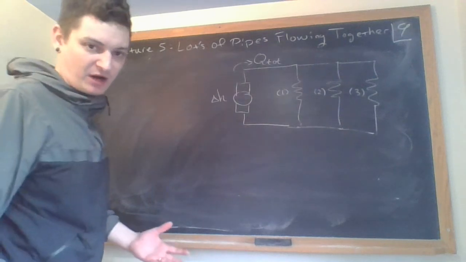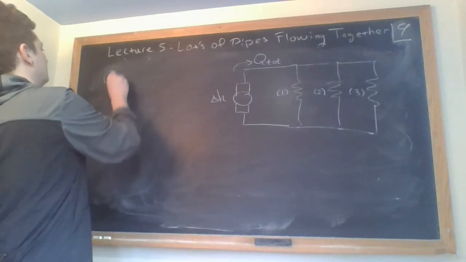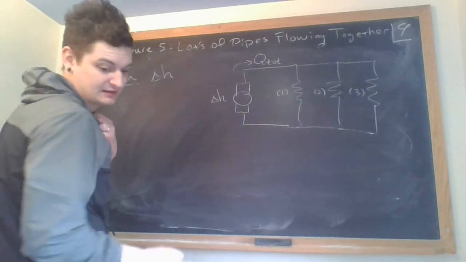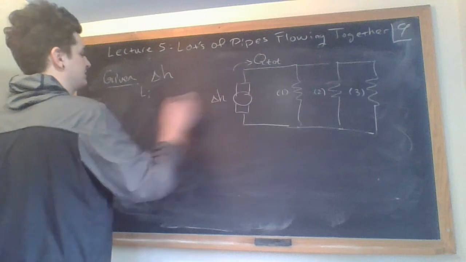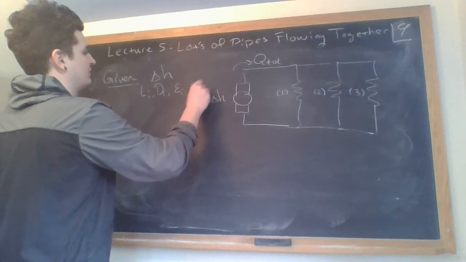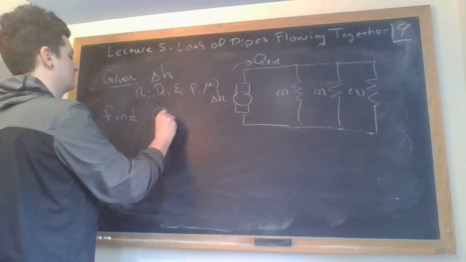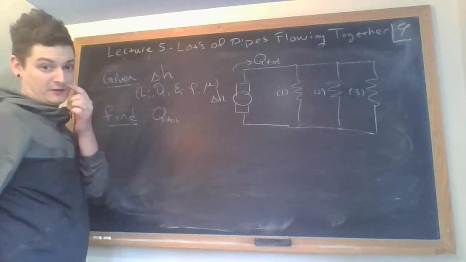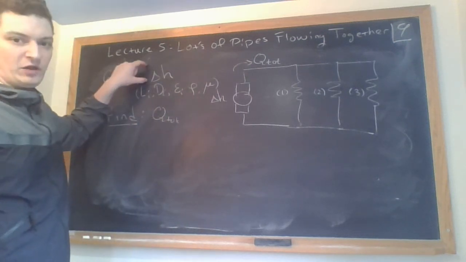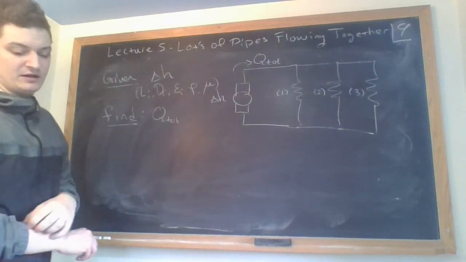Okay, so the other type of problem you can have with these parallel flow situations is this: given a head loss, pipe dimensions, roughnesses, and fluid properties, find the Q total. Sometimes it's a situation because you can only provide a certain amount of energy with a pump in a parallel system, and you just want to know, well, how fast is the flow going to be going there?